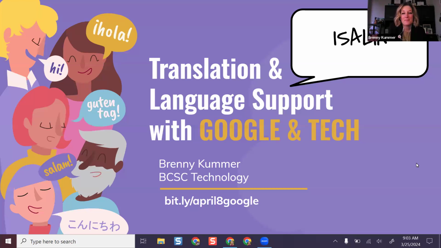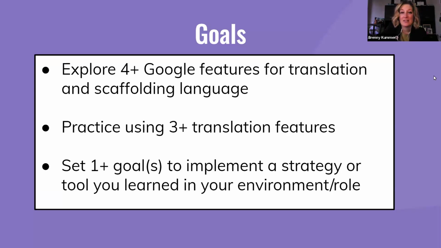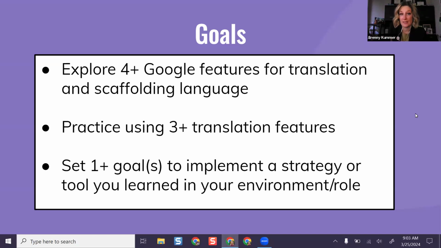All right. So our game plan for today is to look at some different Google features and tools for translation and scaffolding language. I will preface this by saying anytime you're using technology to translate, it's never going to be as great as having a native speaker or interpreter do that. So if you have the option to have a human do it, always better. But sometimes we get in situations where we don't have those resources right there and available to us, and we're in a pinch and we need something quick. And that's where some of these tools that I show you today might come in handy.